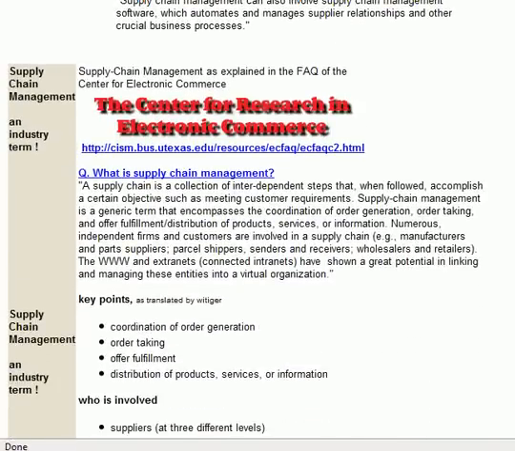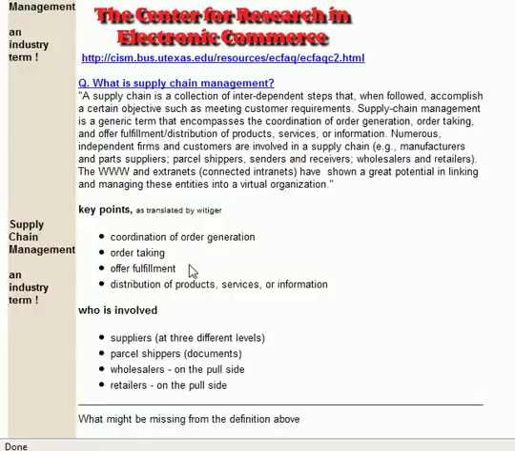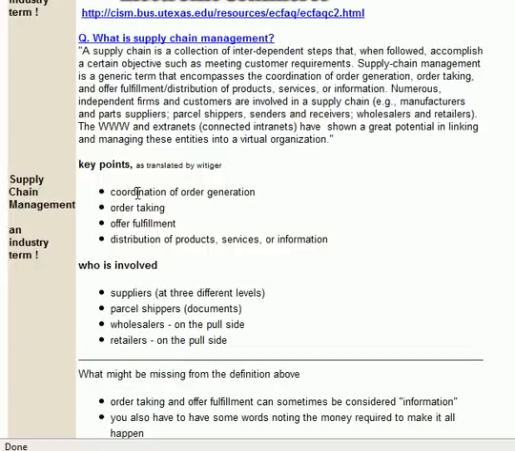The Center for Research in Electronic Commerce also talks about supply chain management. It talks about a couple of points related to the coordination of order generation, order taking, fulfillment, and distribution. This is sort of looking at supply chain management in terms of buying things off the web. And the coordination of order generation goes back to somebody clicking on something on the website that they want to select, which in turn then causes the company to make certain selections among their component parts to make that particular product. The people that are involved are on several different levels.